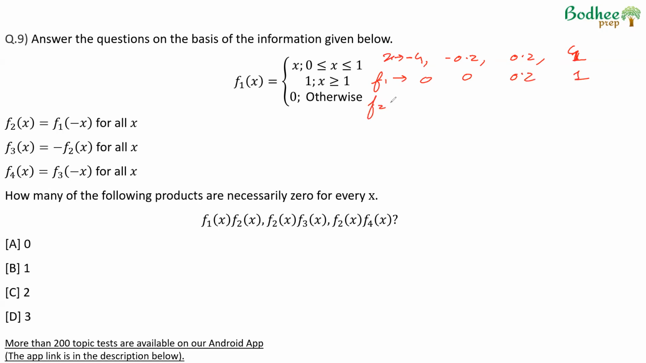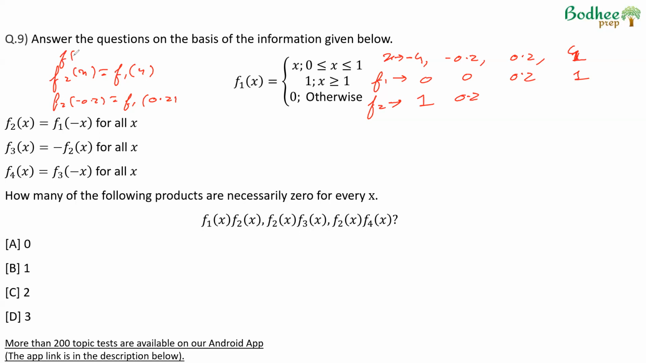If you look at f2, when we are calculating f2 of x, it is f1 of negative x. So instead of minus 4, we'll get 4. So the value here will be 1. Instead of minus 0.2, f2 of minus 0.2 will be f1 of plus 0.2. So we'll get this value here, which is 0.2. When x is negative, we are getting a positive value.